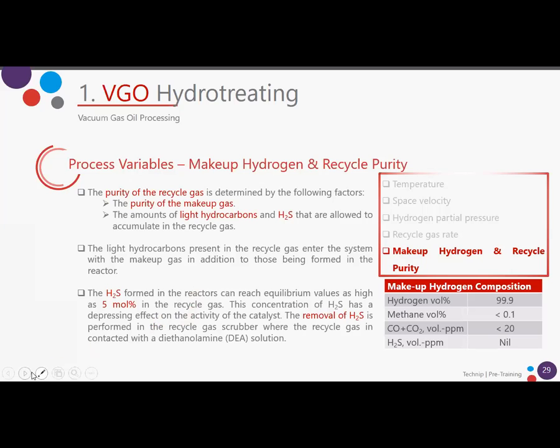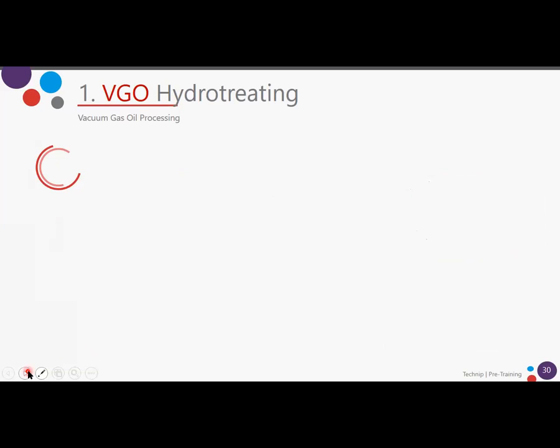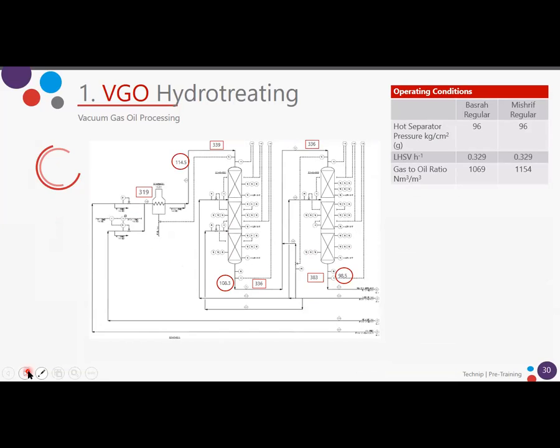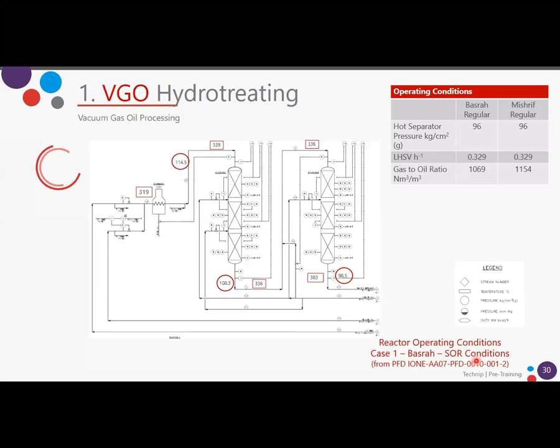Okay, so now we will see more or less some of the operating conditions. This is for case 1, for BASRAF crude oil, for the start-of-run conditions. Remember that we saw the other day that we have two cases, and in this case we are talking about the start-of-run conditions, and we will have another PFD with end-of-run conditions.